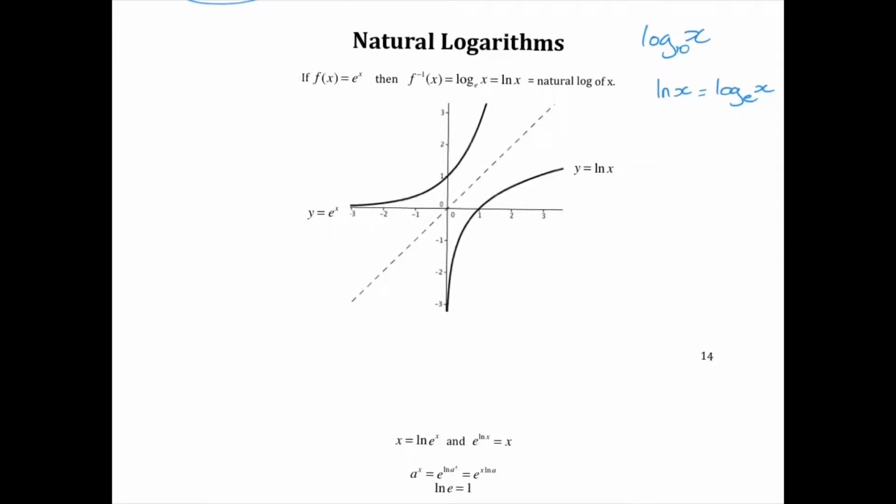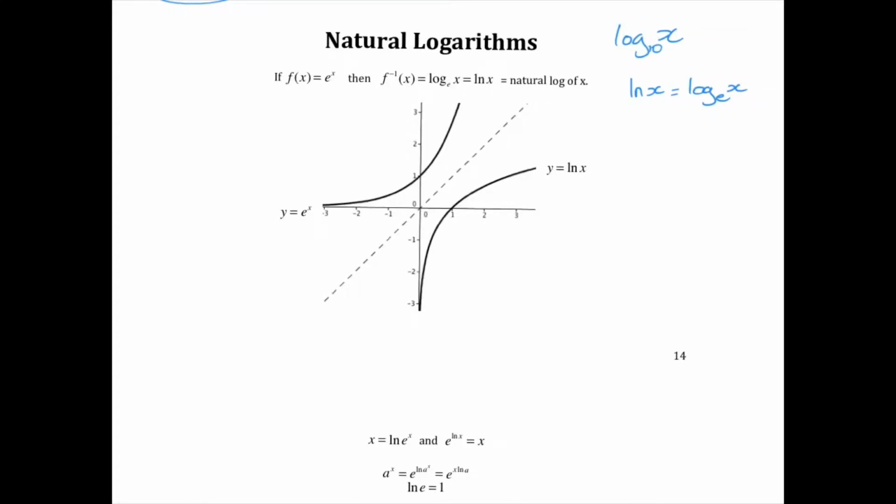Okay? E is a special number. It's approximately 2.7 something. It's between 2 and 3. If you put this number, 2.7, to the power of x, you get an exponential function like this one here. And its inverse is ln x, or log base e of x, which is symmetrical along the line y equals x. So remember, e to the x and its inverse function ln x are inverses of each other, they cancel each other out.